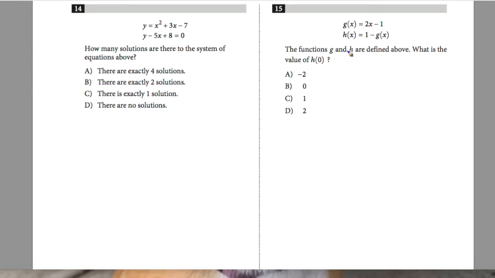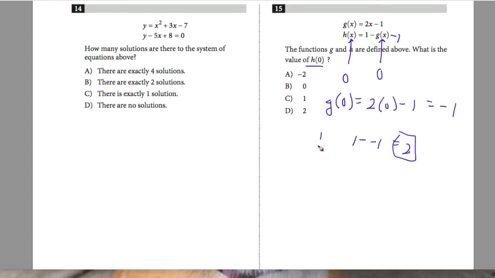Question 15, the functions g and h are defined above. What is the value of h of 0? Meaning when I plug in 0 for x, what do I end up getting? I see here that if I plug in 0 for x, I also would have to end up plugging in here, so let's just quickly do my g of 0 equals 2 times 0 minus 1, didn't even really have to write this down, just equals negative 1. I now plug my negative 1 here, so this becomes 1 minus negative 1, which ends up giving me 2 overall. So my h of 0 gives me 2, right? So 15 should be D.